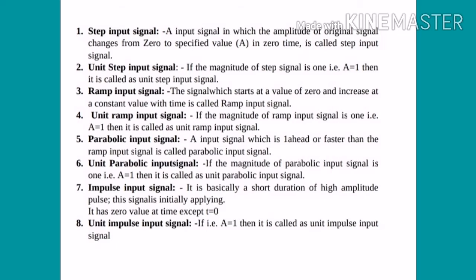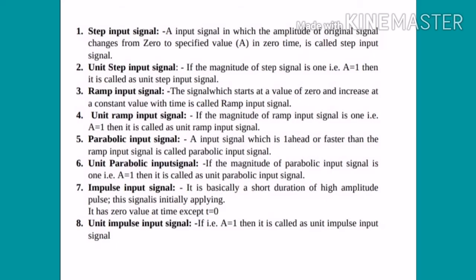That is impulse input signal. What is it? It is basically a short duration, high amplitude pulse. This signal is initially applied at origin, that is at t is equal to 0. It will have a value existing only at the origin, and on the left side of the origin and on the right side of the origin we have amplitude 0. That is, the signal will have amplitude only at the origin.